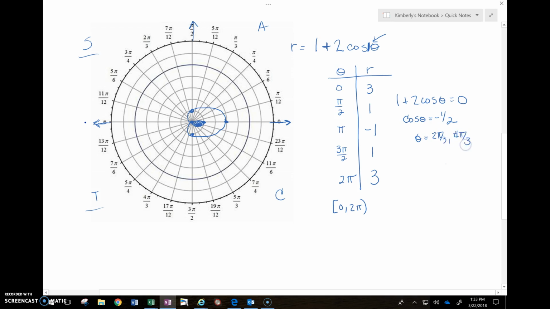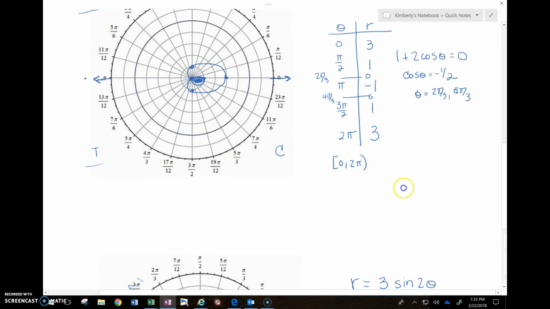So if we had included 2 pi thirds in here, we would have actually gotten a radius of 0, and if we had put 4 pi thirds in, we would have gotten a radius of 0. So at 2 pi thirds, you're at the origin, you come around at pi, and then back to the origin, and then you continue the curve. So hopefully that'll give you an idea of what those types of curves look like.